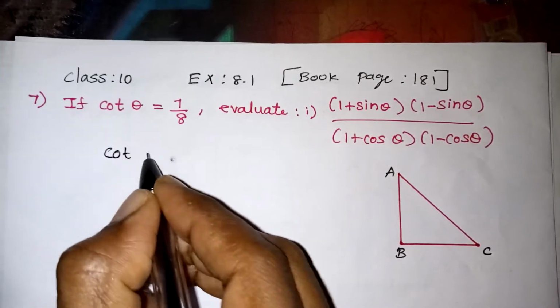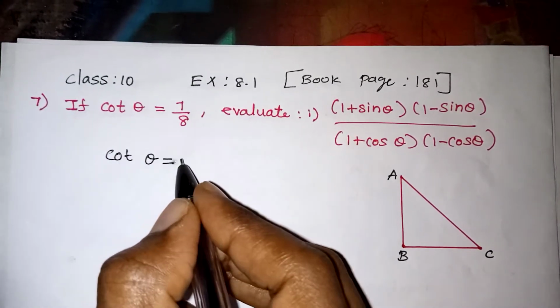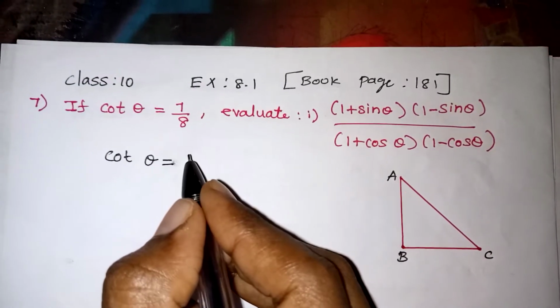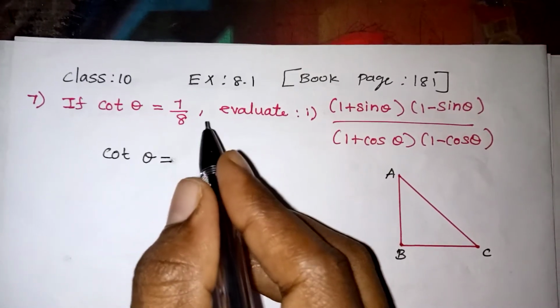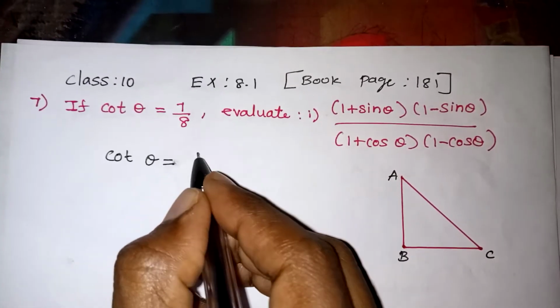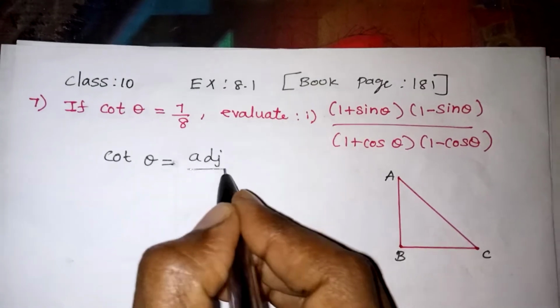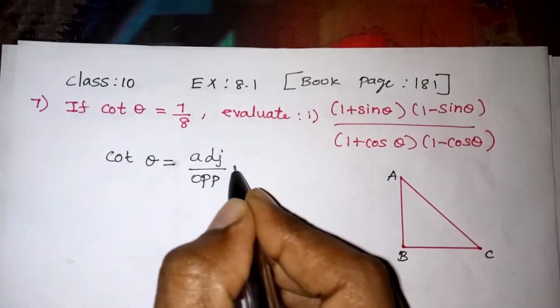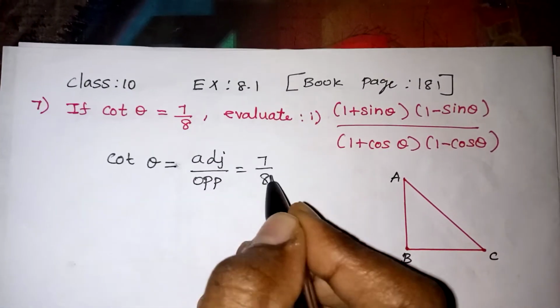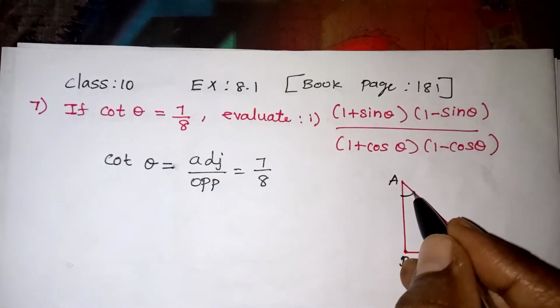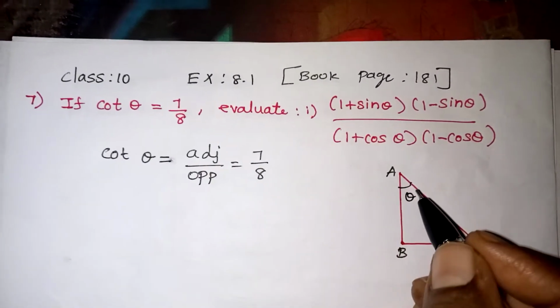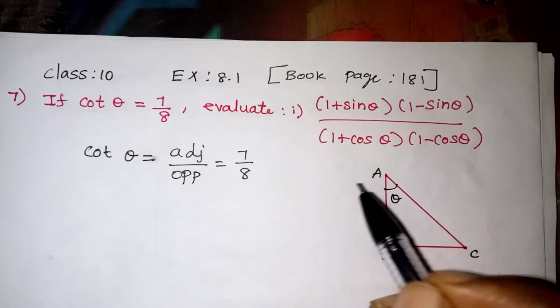So cot theta, the ratio is which side by which side we have to think over it. We know that tan theta means opposite by adjacent, so cot theta will be adjacent side by opposite side, which is equal to 7 by 8 is given. So let us consider the theta here. Now let us take the adjacent side.